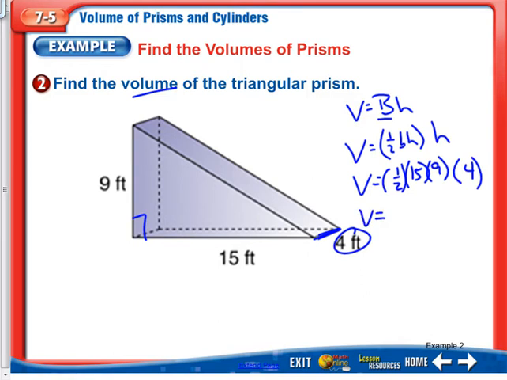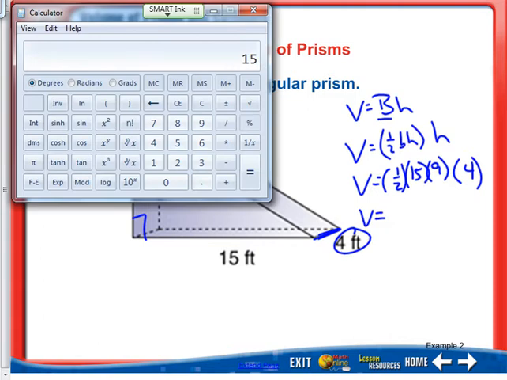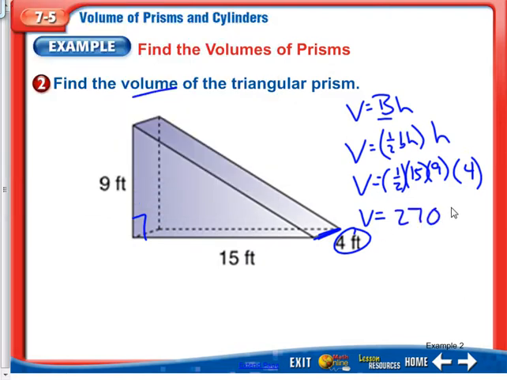Okay, now we can jump onto our calculator and type all that in. I'm going to start with just doing 15 times 9 times 4. I'm going to hit equals. Now we need to divide that by 2. Multiplying by 1/2 and dividing by 2 are the same thing. So we're going to have 270 feet cubed. That would be my final answer there.